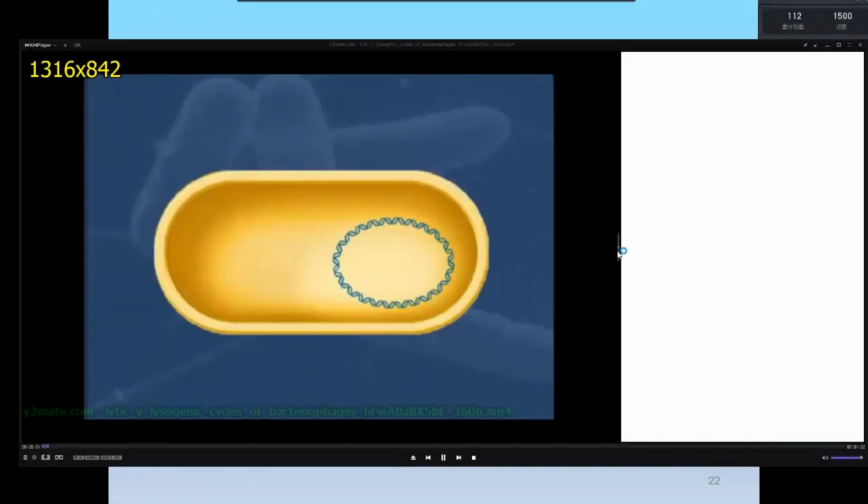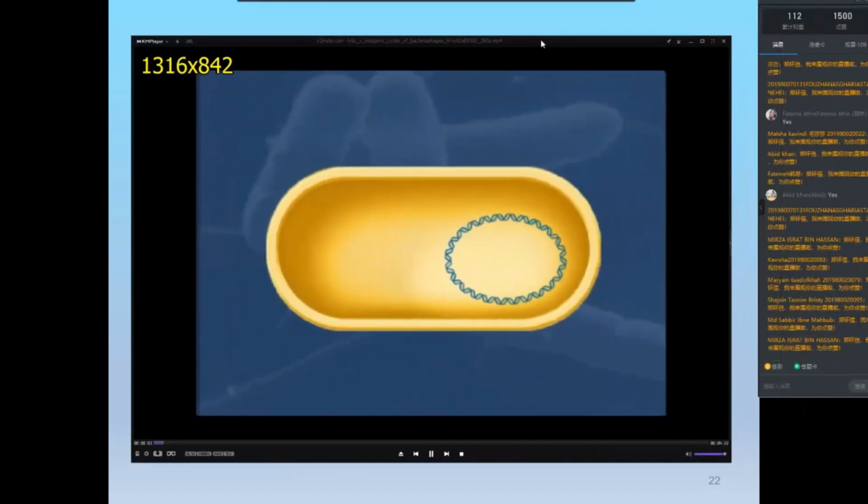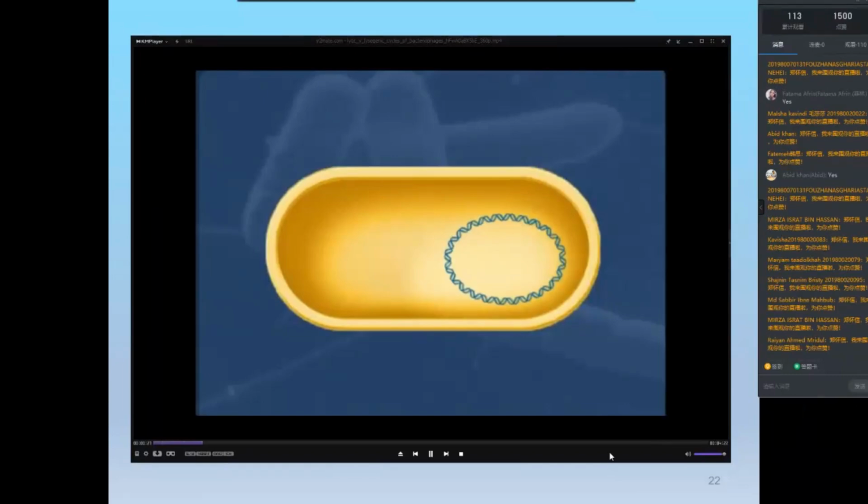Hey guys, how you doing? This is a video to show you the difference between the lytic and lysogenic cycles of how bacteriophages can reproduce. Just remember that both these processes have only to do with bacteriophages, which are viruses that attack bacteria. It doesn't happen in animal viruses like the flu and other things.